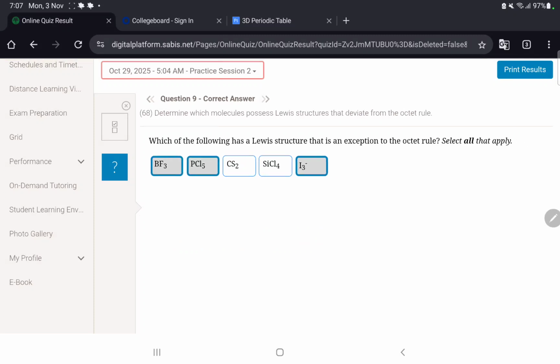Which of the following has a Lewis structure that is an exception to the octet rule? To be an exception to the octet rule, you have to have an incomplete octet. The incomplete octets are Be, B, He, and H. These are the most common ones, and I think these are the only ones, really.